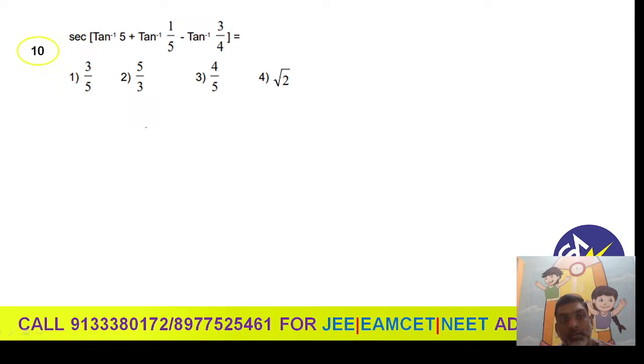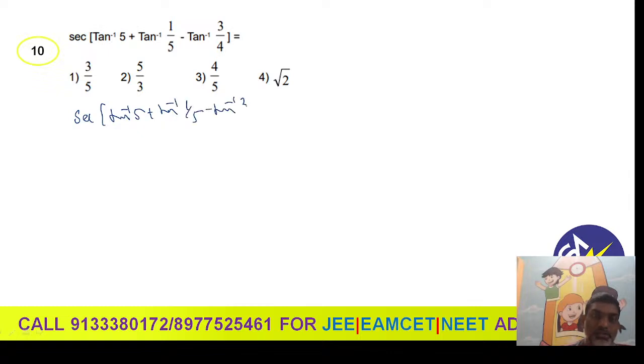Next, question number 10. Last question for today. It is secant of tan inverse of 5 plus tan inverse of 1 by 5 minus tan inverse of 3 by 4, which is equal to how much? So what do you get here? 5, 1 by 5 and 3 by 4.